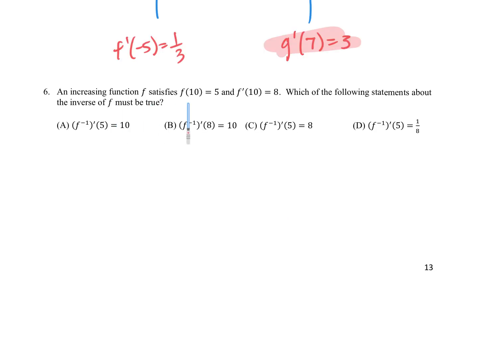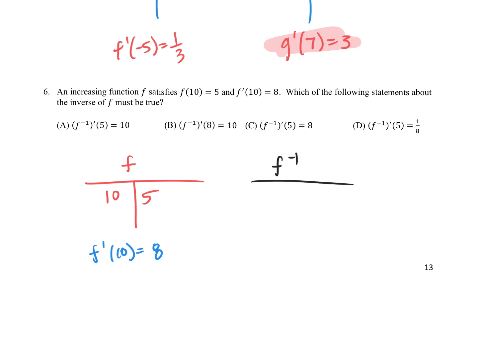An increasing function satisfies this information. It's saying my f function has the point 10, 5. And then it's saying the derivative at 10 is 8. This is just testing whether we know what these symbols mean. What I like to do at this point is, they're asking about its inverse. f to the negative 1 means inverse. So the inverse would have what points? 5, 10.